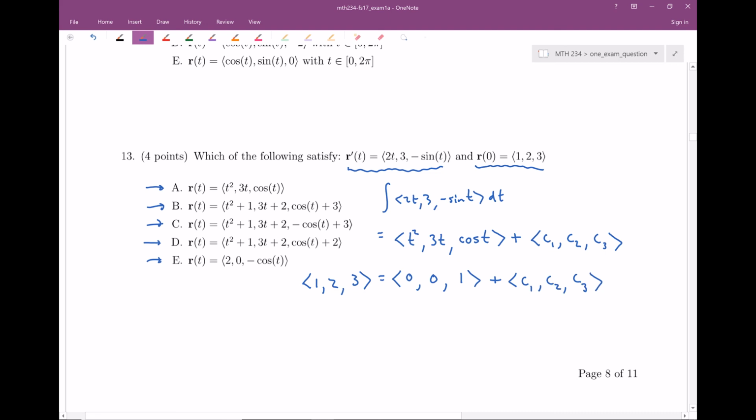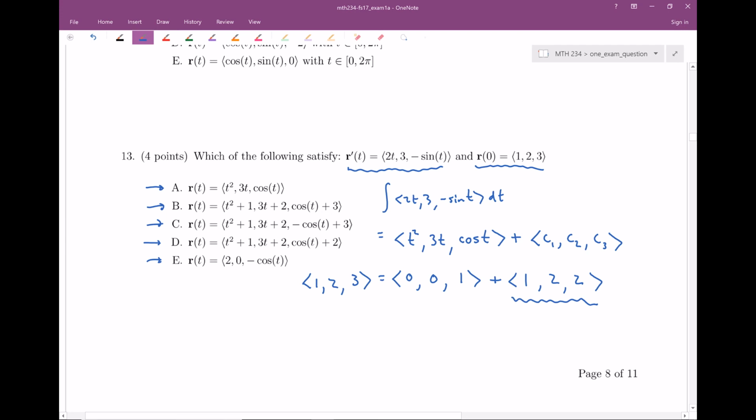So this is a little bit of a game. 0 plus what equals 1? Well, that should be 1. 0 plus what equals 2? Well, that should be 2. 1 plus what equals 3? Well, it should be 2 again, because 1 plus 2 equals 3. And so therefore my constant should be 1, 2, 2.